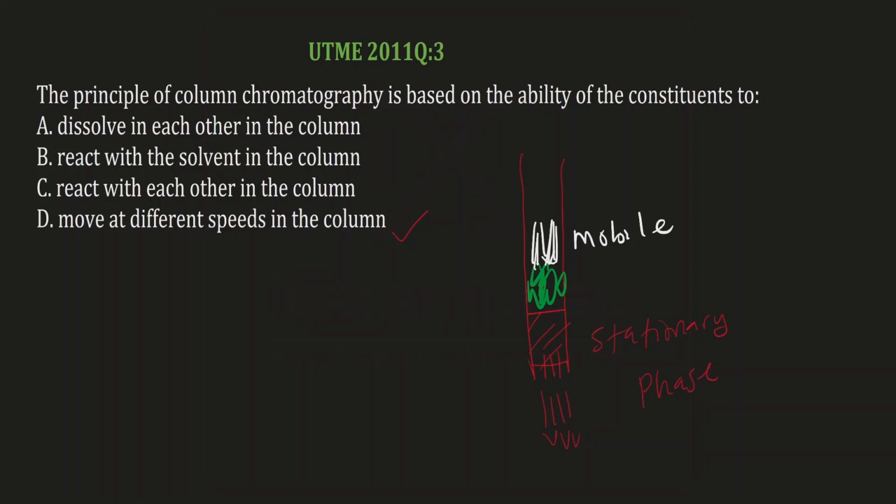Now option A is wrong because the components do not dissolve in each other in the column, right? The component doesn't react with the solvent. That is why B is wrong. Then option C is wrong because the components do not react with each other in the column. So the most correct option is D.